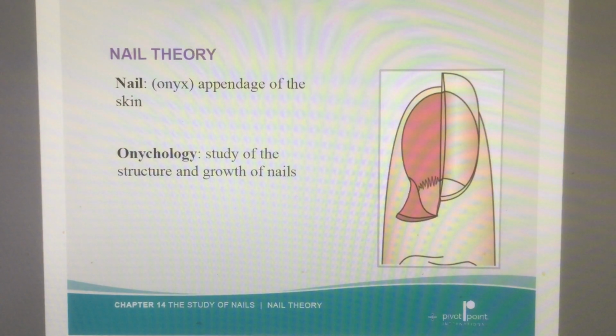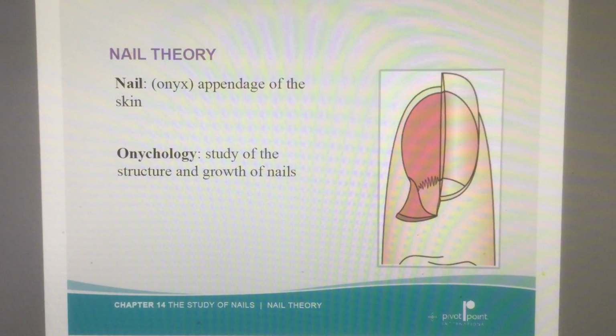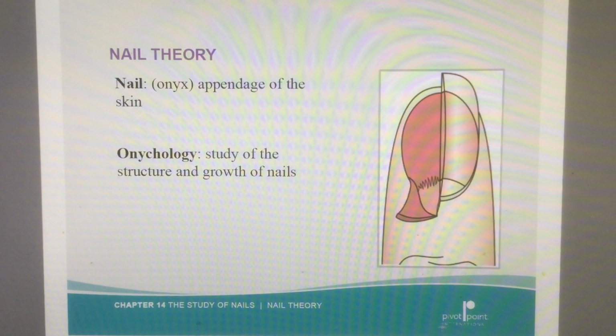Now, onychology is the study of the nail. It's the study of the structure and growth of the nails. This is one of the reasons why that terminology can get a little confusing, because we see that term ony, O-N-Y, used in so many of the different nail diseases, disorders, and conditions that we look at.